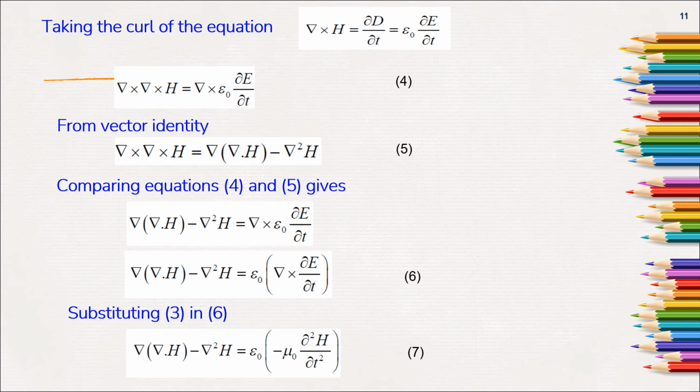Now apply the vector identity. So del cross H is equal to del into del dot H minus del square H. Now what I do, I compare equation 4 and 5, right? So I equate these two equations. So what will I get? Del into del dot H minus del square H is equal to epsilon naught into del cross of dou E by dou T. Right, now what I do, instead of del cross dou E by dou T, I am going to replace minus mu naught into dou square H by dou T square, which I have got in equation 3. So I substitute 3 in 6 and I get this equation.